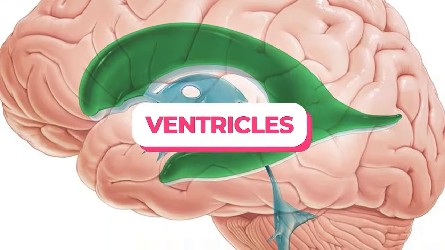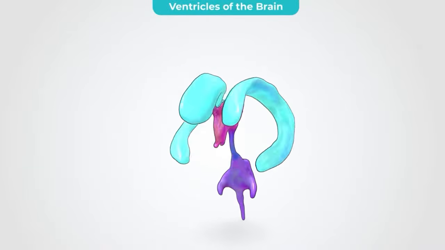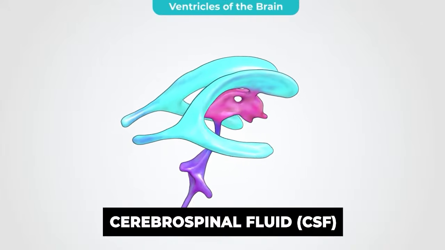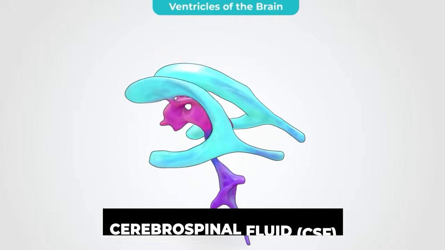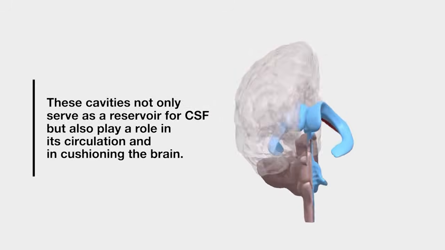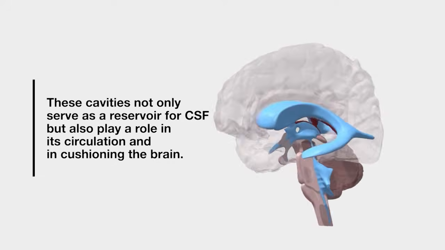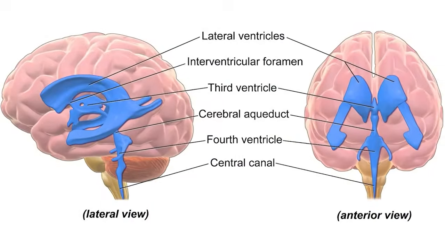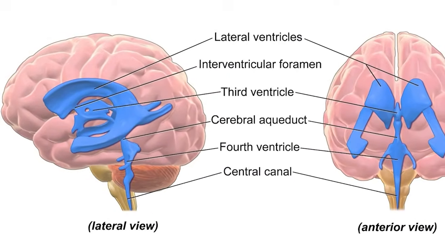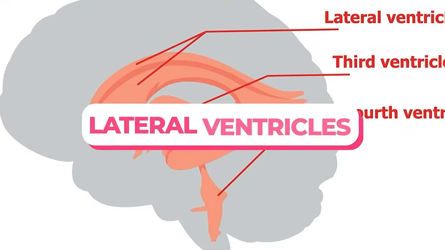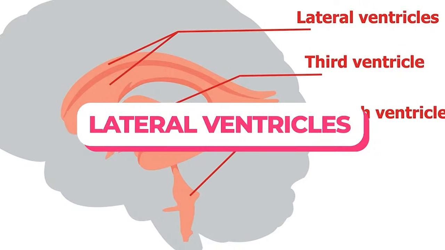Ventricles. The ventricles of the brain are a connected system of cavities filled with cerebrospinal fluid, CSF. These cavities not only serve as a reservoir for CSF but also play a role in its circulation and in cushioning the brain. Anatomy and structure. The ventricular system comprises 4 main ventricles. Lateral ventricles, first and second ventricles.